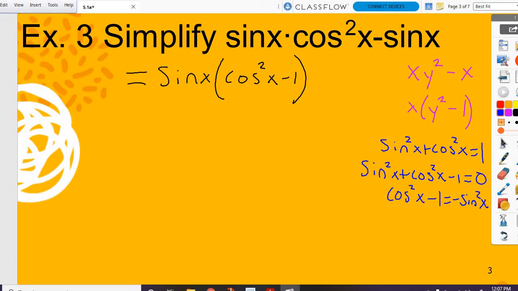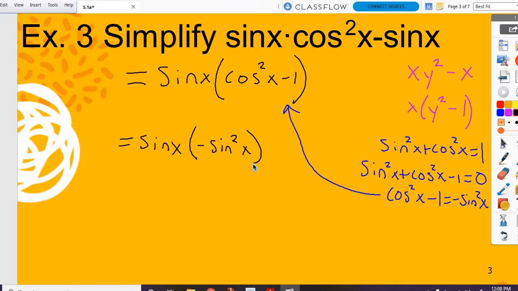Yeah? Okay. Now, notice if I have equal signs, just like if I have A equals B, anywhere that I have an A, I'm allowed to substitute a B for that into my equation. The same thing is true here. I have cosine squared x minus 1 equals negative sine squared of x. So we're allowed to substitute whatever it equals into our equation. So instead of writing cosine squared x minus 1, I'm going to write negative sine squared of x.